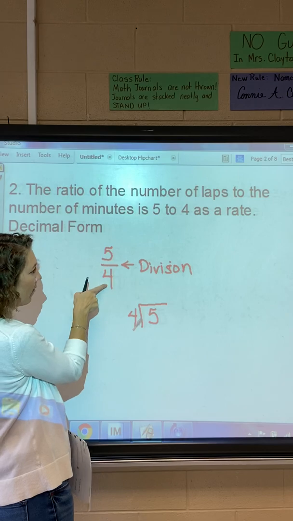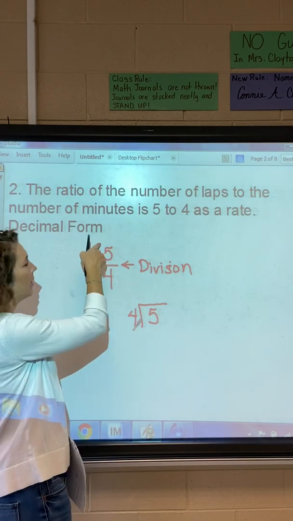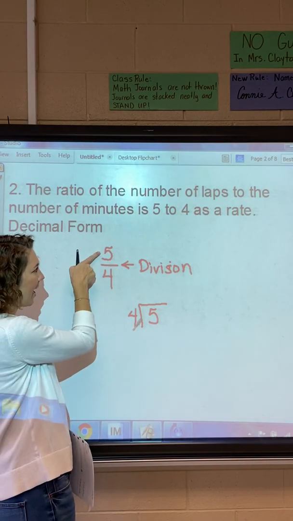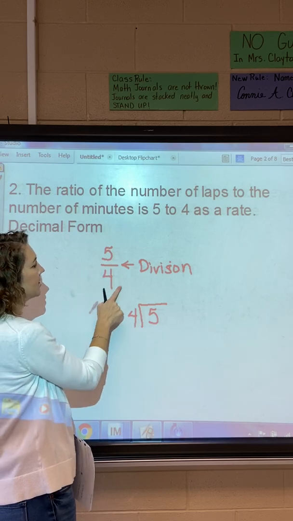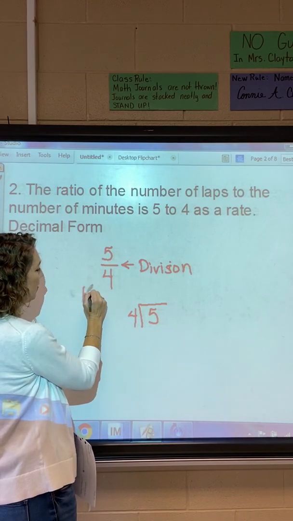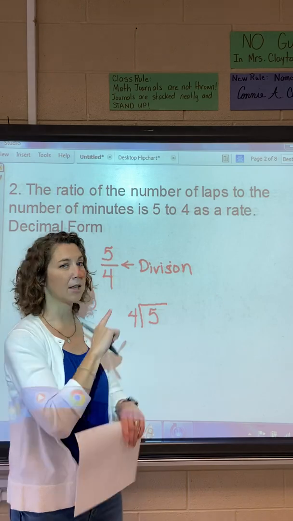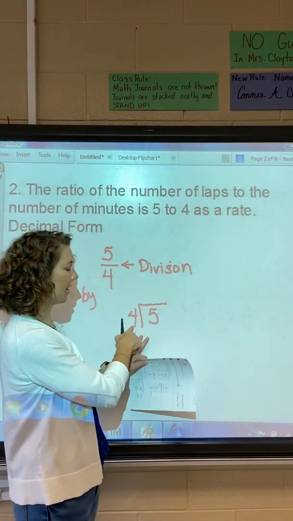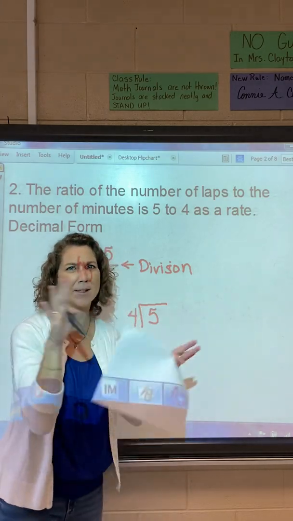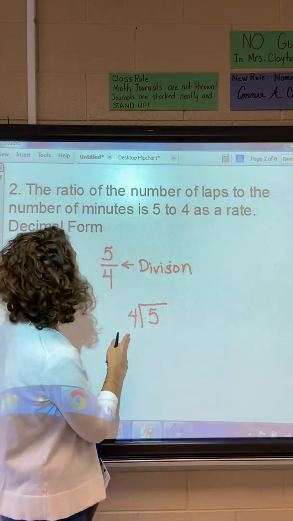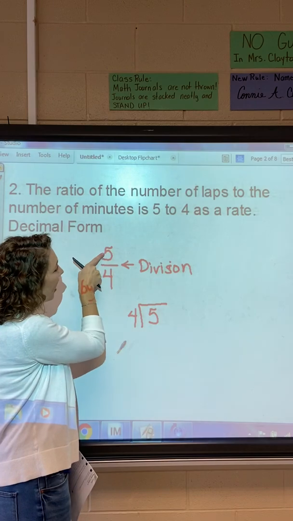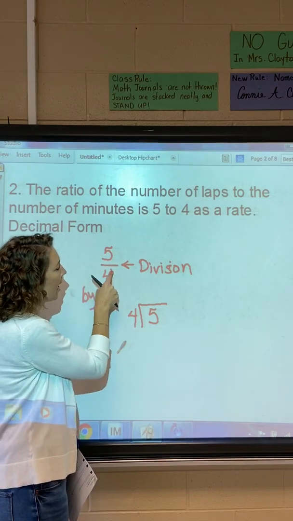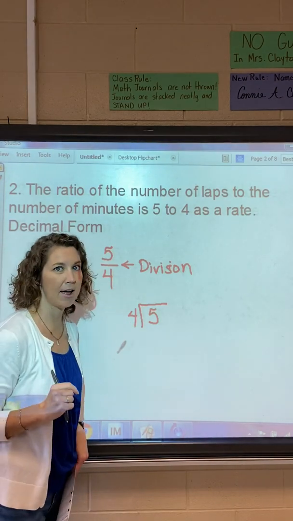5 divided by 4. Think about the way you read it top to bottom. 5 divided by 4. So since it's divided by 4, the 4 goes on the outside of the box. A lot of people want to switch that around and put the 4 on the inside of the 5. But if you know how to read it, you won't switch it around. 5 divided by 4. Divided by 4, 4 goes on the outside of the division box.